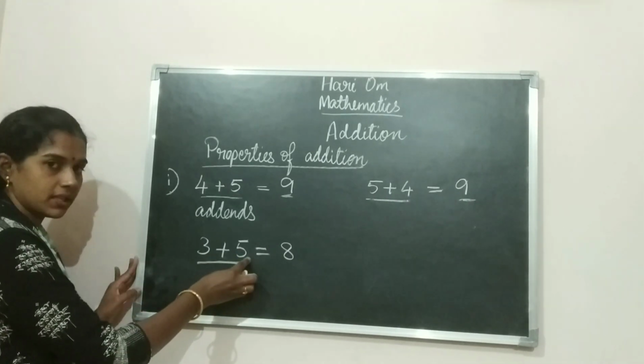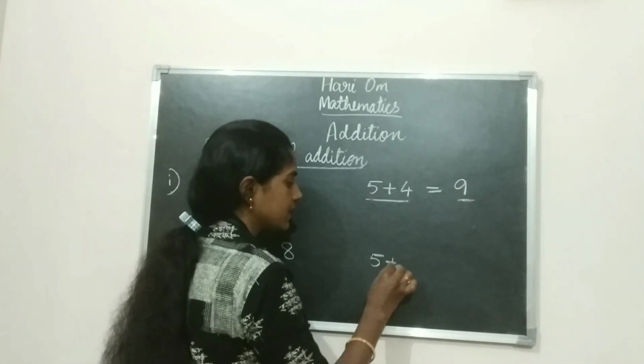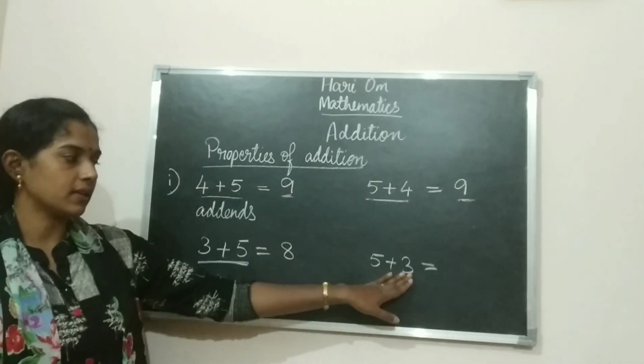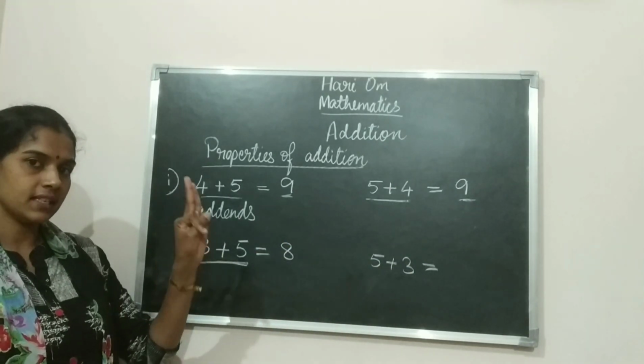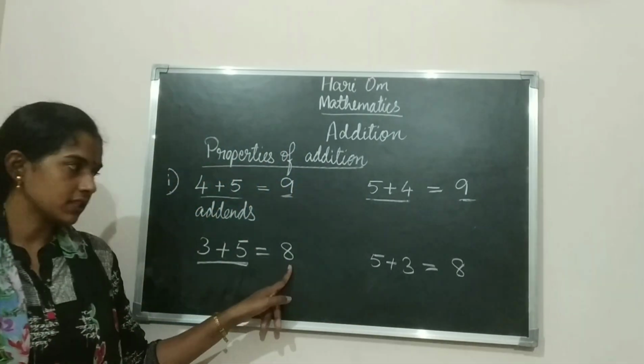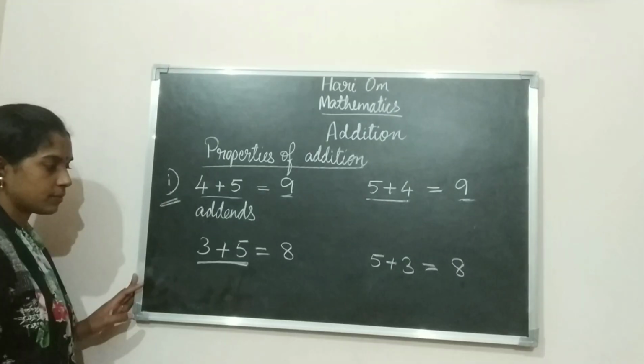So 3 plus 5 becomes 5 plus 3. What is 5 plus 3? After 5, 3 numbers: 6, 7, 8. So what is the answer? 8. Have you got the same answer, 8 and 8? Yes, this is the first property.